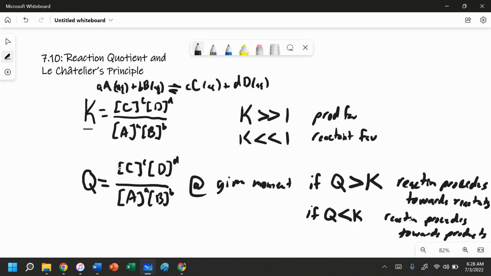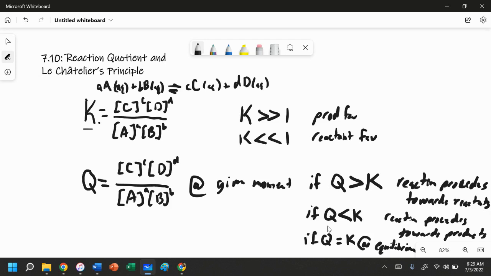So what if you calculate Q and Q is equal to K? We're at equilibrium, and the reaction will not proceed in either direction to achieve equilibrium because it's already at equilibrium. So the reaction quotient is simply a way for us to calculate that at any given moment, are there too many reactants, too many products, which direction will the reaction proceed in order to achieve equilibrium? And it's just a comparison between Q and K.